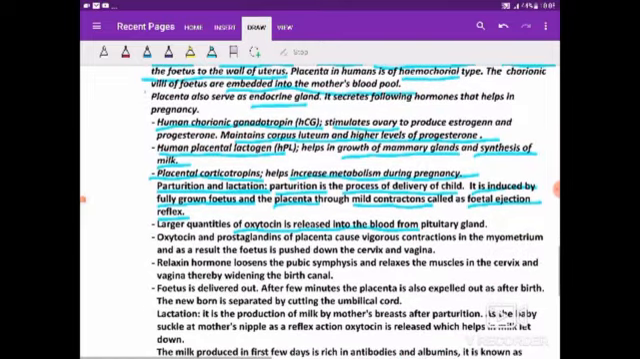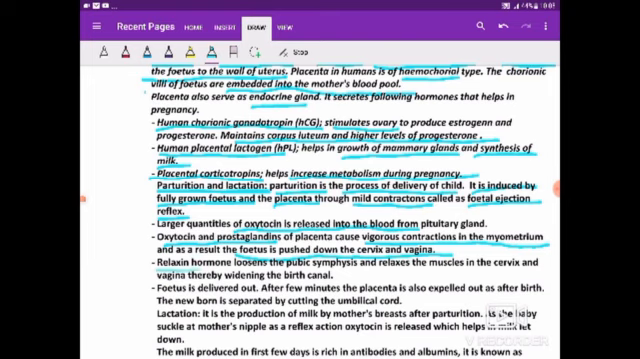Oxytocin, as we know, is the hormone which brings about the contractions in the smooth muscles of the uterus. So oxytocin along with the prostaglandins produced from the placenta cause vigorous contractions in the myometrium of the uterus, and that results in pushing the fetus down the cervix and vagina.